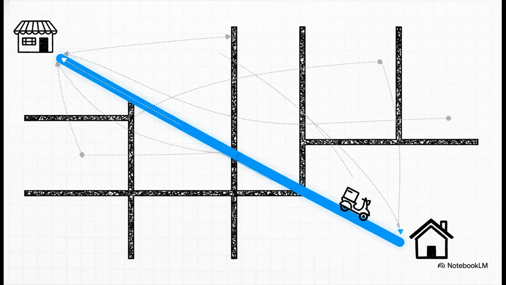Because the vector model inherently understands how lines, like roads, are connected at points, like intersections, it's perfect for calculating the fastest, most efficient route from point A to point B. So the next time your food delivery app finds that perfect shortcut to your door, you'll know that's the power of vector data at work.